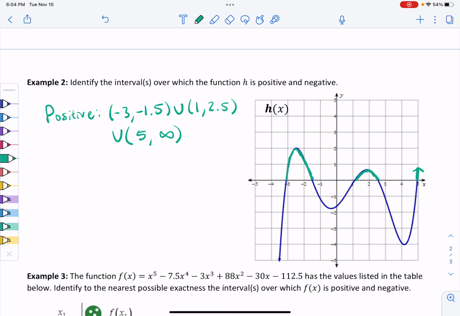And it's this infinity when I say up to infinity. It's going off to infinity in the x direction. It is going up, but that's not what we're worrying about here. We're worrying about that as x goes over here, it's still positive. Okay. Now our negative intervals.